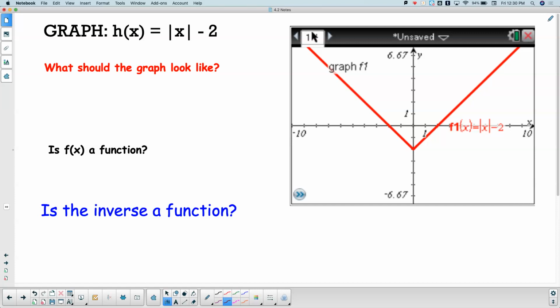Is it a function? Passes the vertical line test, right? Is the inverse a function? No. Fails the horizontal line test. So is this function 1 to 1? No. So I don't need to find the inverse because the function's not 1 to 1. Okay?